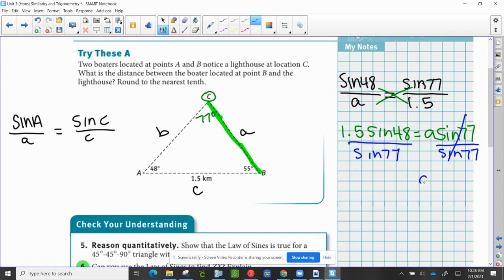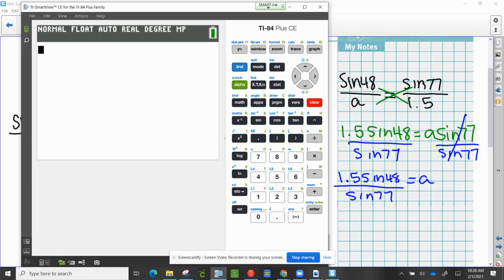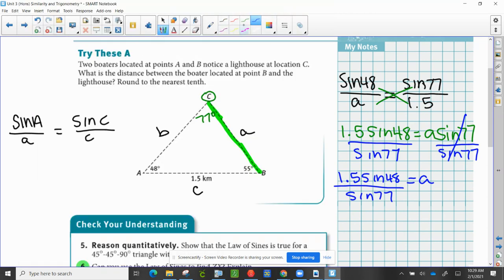Okay, so a is equal to 1.5 times the sine of 48 divided by the sine of 77. The rest of this we need our calculator for. So I'm just going to do 1.5 times the sine of 48. I'm probably just going to do this in 2 steps so I don't mess up anything. There's that. Then I'm going to divide that answer by the sine of 77. Hit enter. And that's what we get. So A is about 1.14.